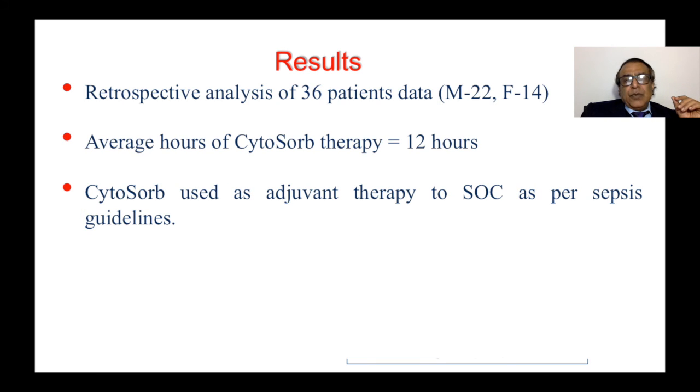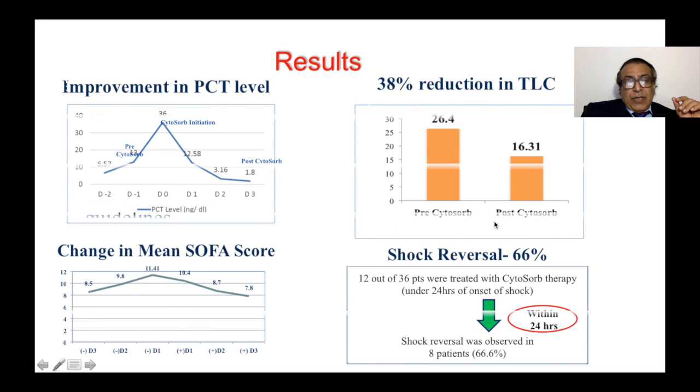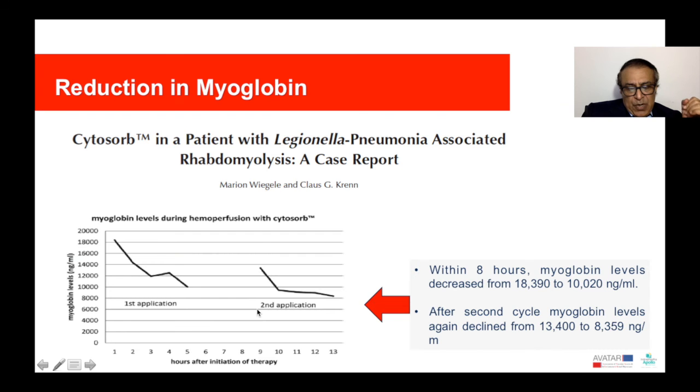In this study, they included 36 patients, and the Cytosorb run averaged about 12 hours. Cytosorb was used as an adjuvant therapy to standard of care as per sepsis guidelines. What they found in their patients: the procalcitonin level significantly came down, there was a 38% reduction in TLC, shock reversal in about 66% of patients, and the mean SOFA score also came down. So overall hemodynamic improvement has been reported from this Indian study as well.